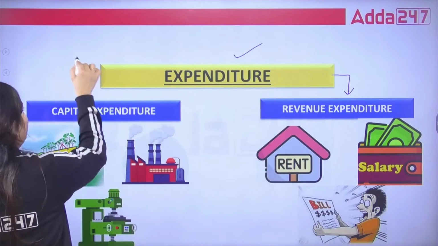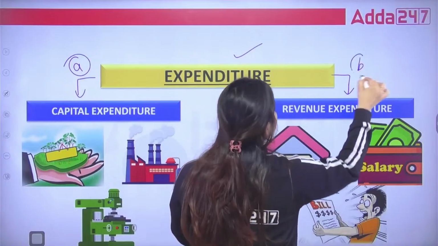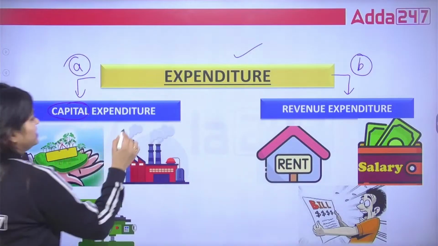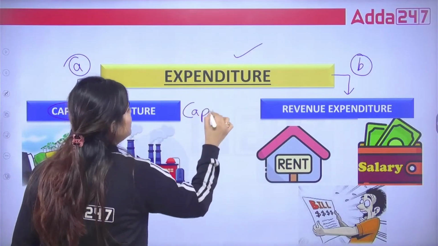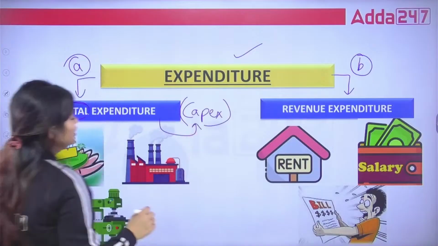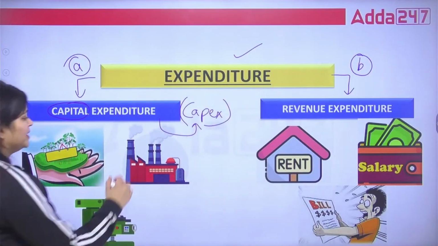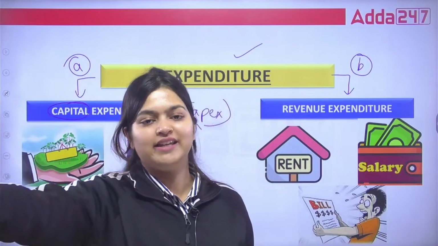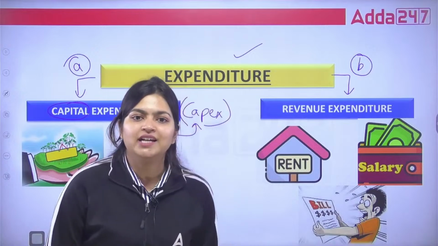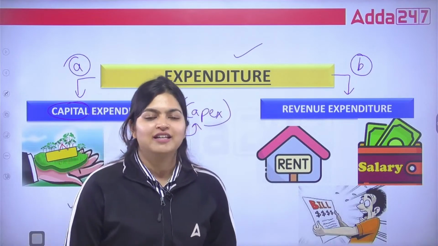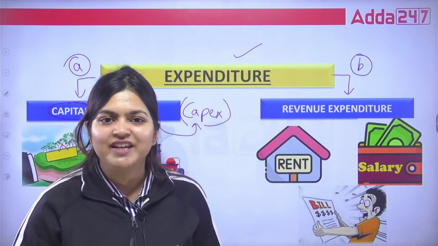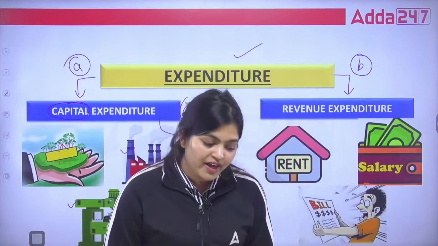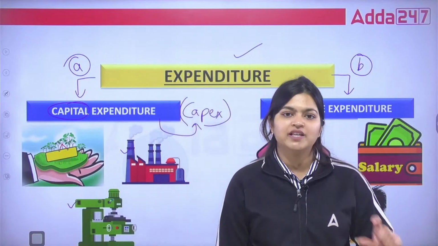So which is the first part? Capital expenditure. Which is the second part? Revenue expenditure. So what does capital mean? Capital means, or you can say capex. So when you are acquiring land, purchasing a building, or purchasing machinery, this will give you longer benefit. Every day you are not purchasing a vehicle. Every day you are not purchasing a sofa set. Every day you are not purchasing a fridge or TV. So which type of expenditure is that? Capital expenditure.